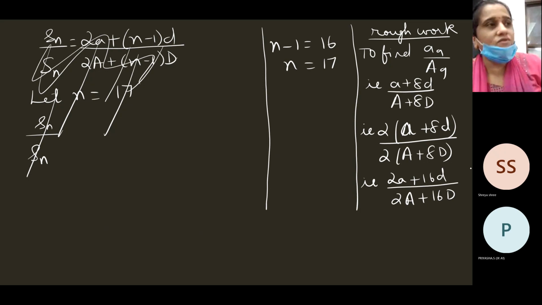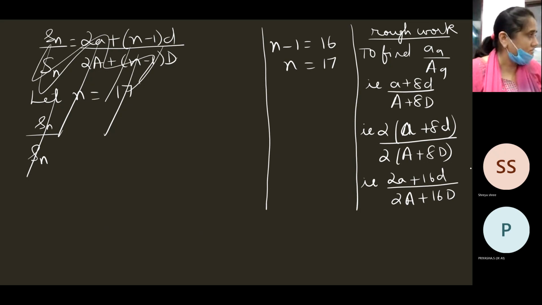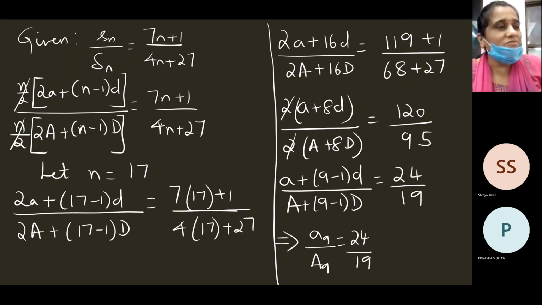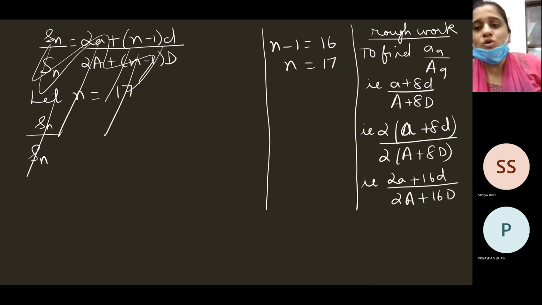This is rough work, meaning you don't have to show it as a part of your answer. What do we have to find? A9 by capital A9, because it is the ratio of their ninth terms. That means we have to find a plus 8d by capital A plus 8 capital D. Small letters, capital letters. Correct?